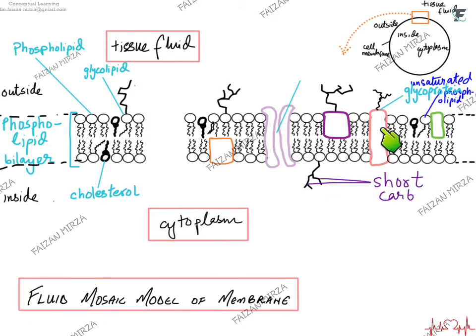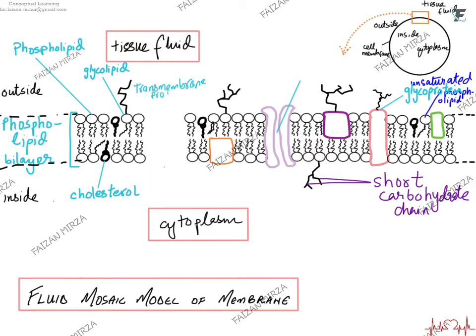Glycoproteins are those proteins which are present in the membrane, and they have a short carbohydrate chain attached to them. This is a short carbohydrate chain pointing towards the cytoplasm. This is a short carbohydrate chain pointing towards the tissue fluid. So this short carbohydrate chain of glycoproteins and glycolipids can point either way.